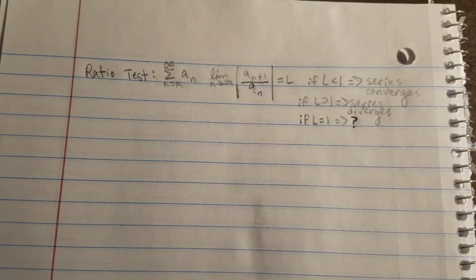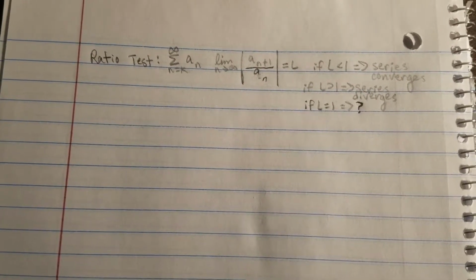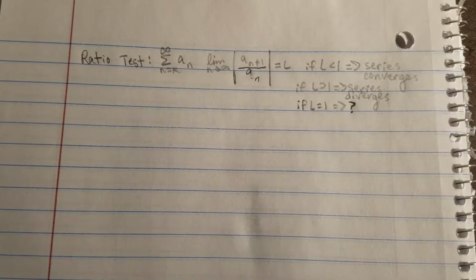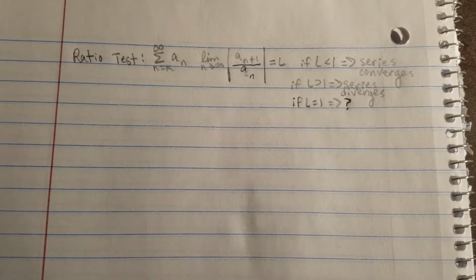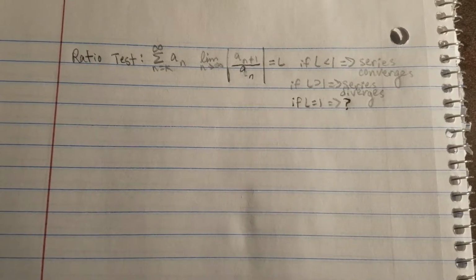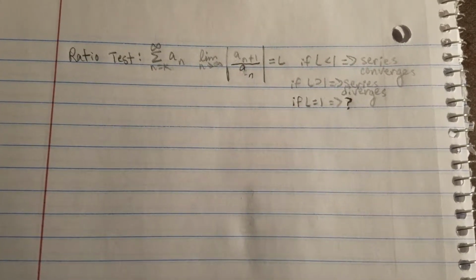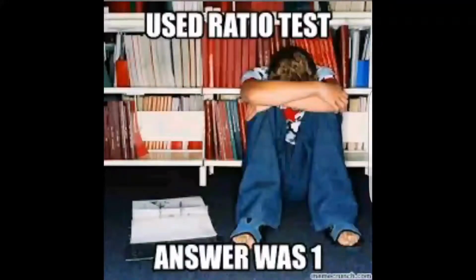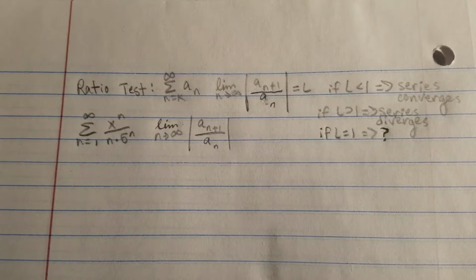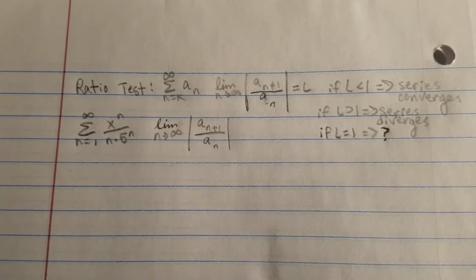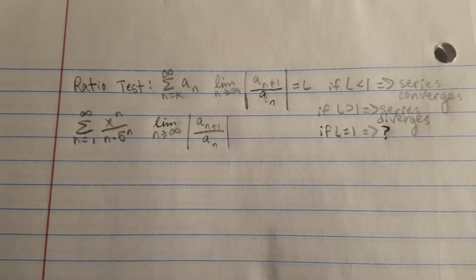I would like to start this video by stating some rules pertaining to the ratio test. If L is less than 1, then the series converges. If L is greater than 1, the series diverges. If L equals 1, then the series is inconclusive. In the case that L equals 1, the ratio test is worthless and we would need to use a different test to determine the convergence of the series.